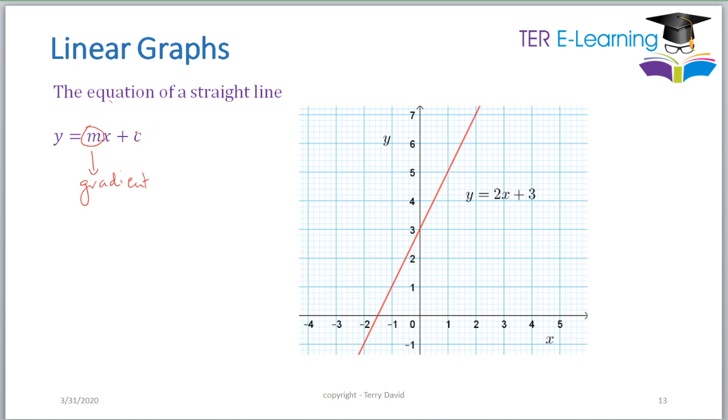The next constant in this equation is the c here. This c is what we call the y-intercept. So the constant c is called my y-intercept. First thing you need to know: every straight line has an equation of the form y equals mx plus c. The m represents my gradient and the c represents my y-intercept.